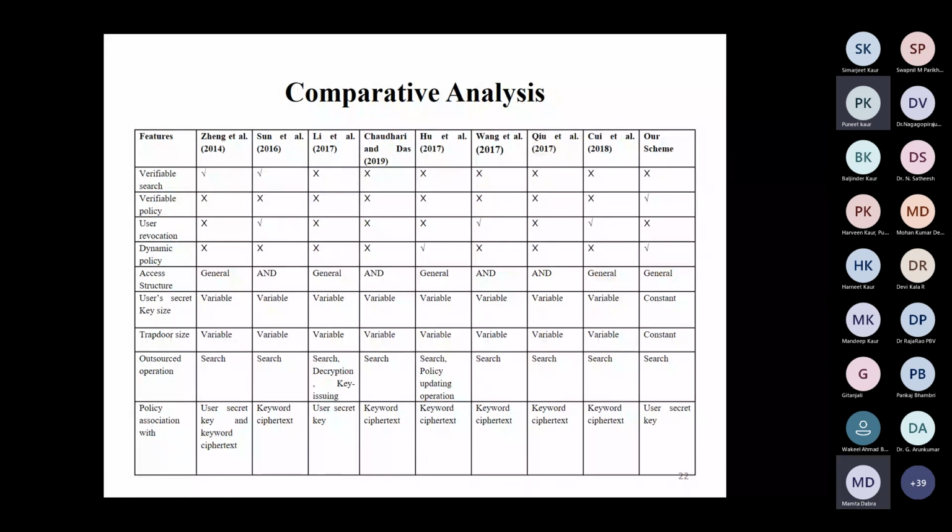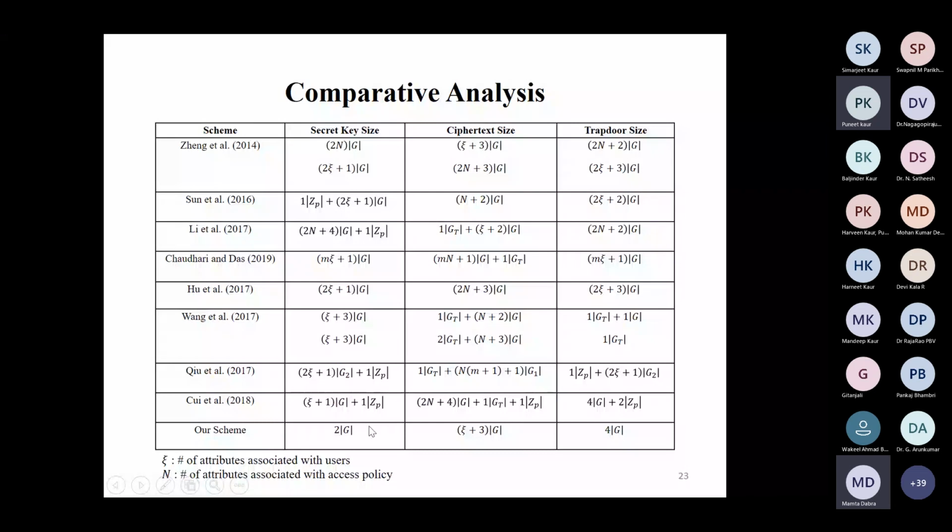So storage cost of the secret key is just 2 group elements. So this is the size of the secret key. This is the size of the ciphertext. So it is variable. It depends upon the number of attributes. But here, if we see the size of the secret key and the trapdoor, it is constant.